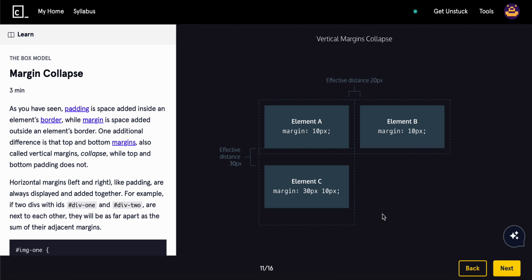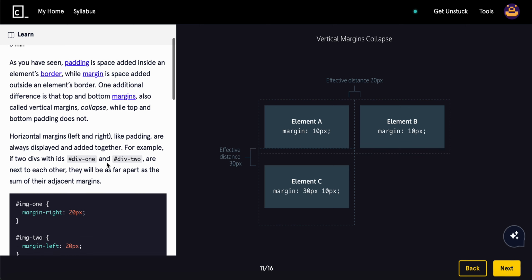So as you have seen, padding is the space inside an element's border, while margin is added to the outside of an element's border. So one additional difference is that the bottom and top margins, also called the vertical margins, collapse, while top and bottom padding does not.